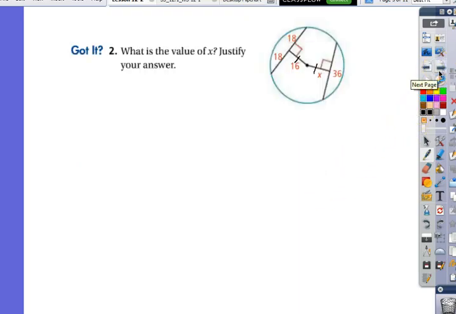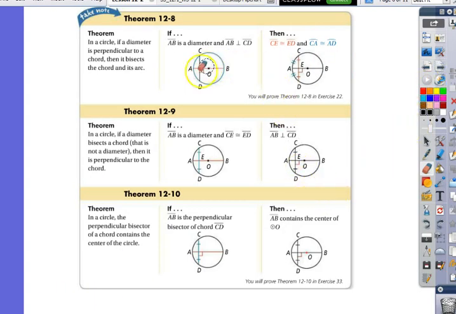I'll tell you what I want you to work on right now. I want you to tell me what the value of x is, but more importantly, I don't care that you get the value of x correctly. I want you to tell me why. So tell me what the value of x is, and then tell me why you think. Chords with relationship to something that goes through the center.